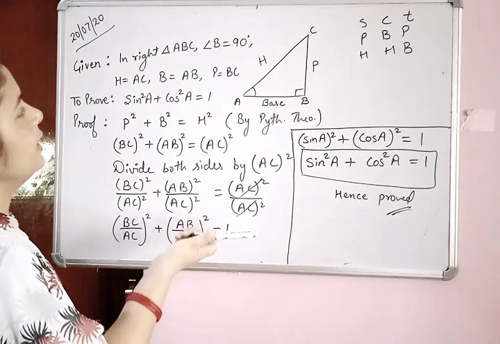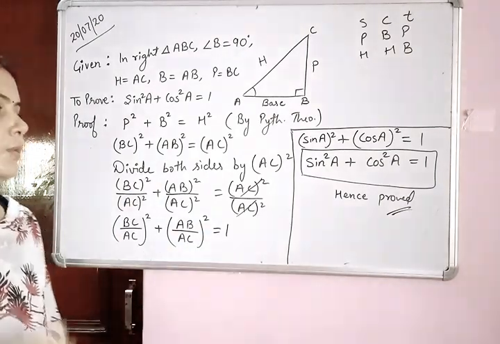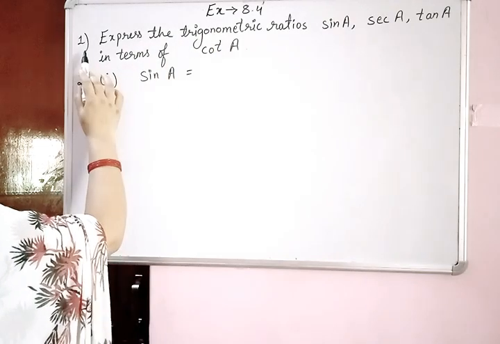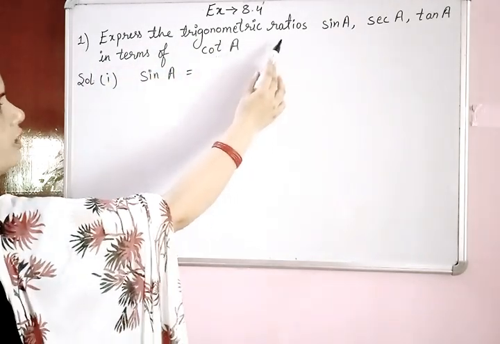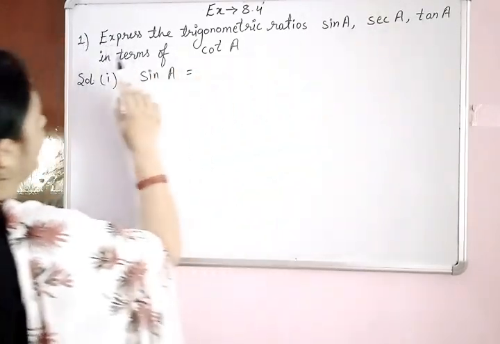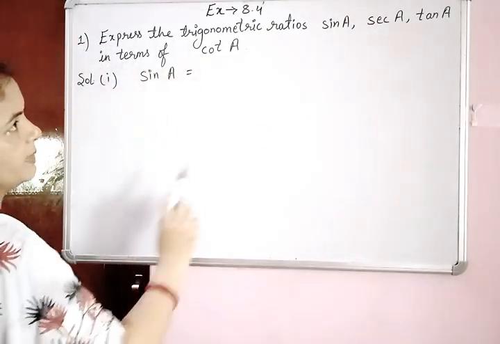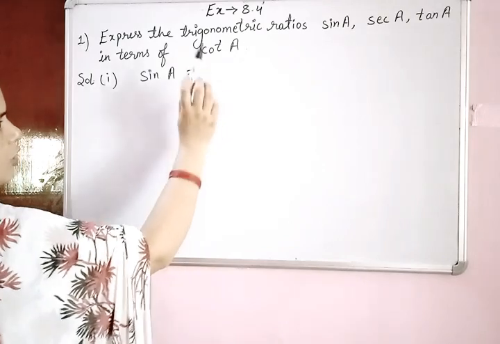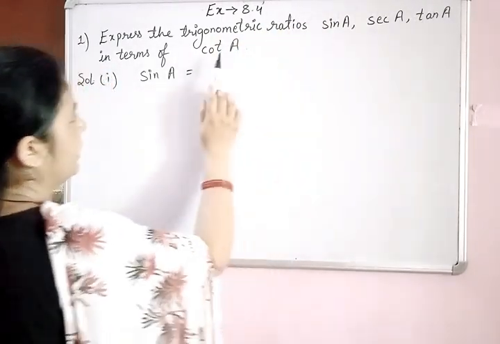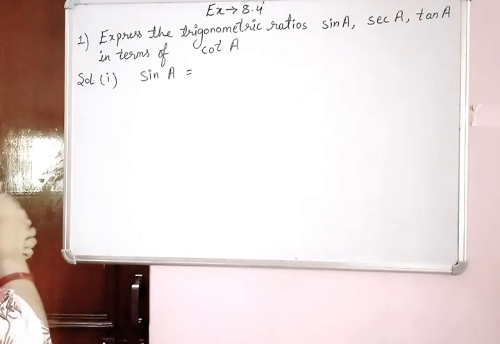Now, let's start exercise 8.4. Exercise 8.4, question number 1 is express the trigonometric ratios sin A, sec A, tan A in terms of cot A. It means you have to express sin A in terms of cot A, then sec A in terms of cot A, and then tan A in terms of cot A. So, first take sin A.